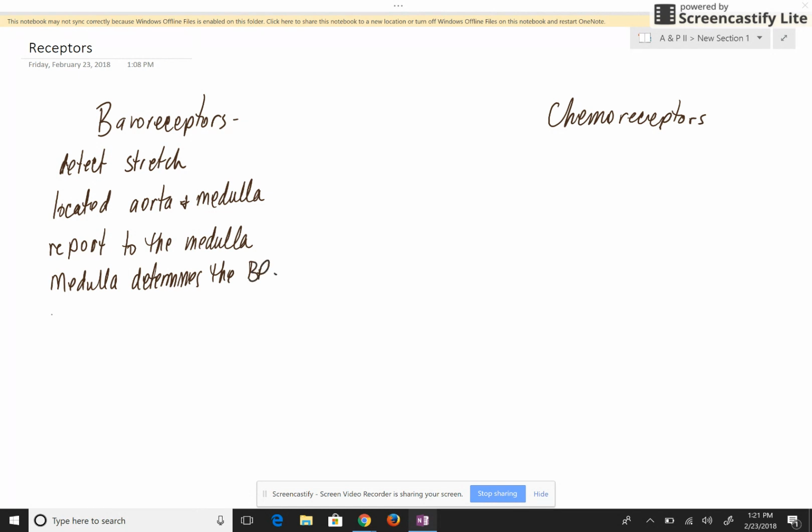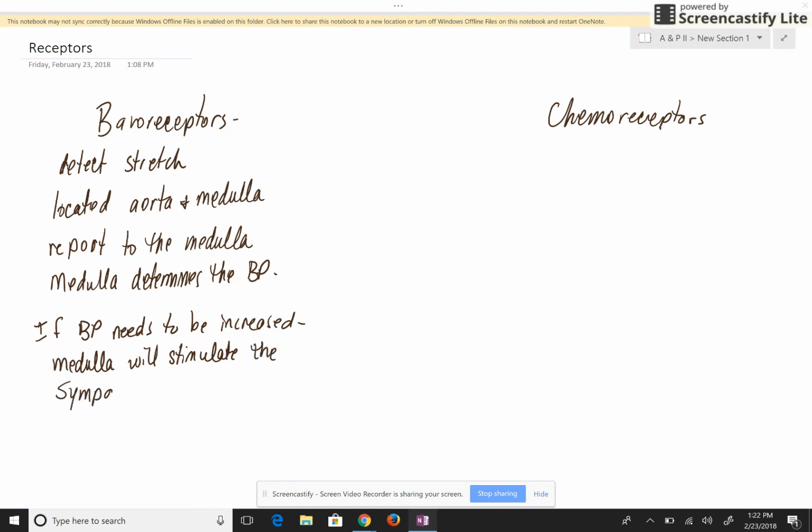The medulla then will say that it needs to either increase the blood pressure or decrease the blood pressure. If blood pressure needs to be increased, then the medulla will stimulate the sympathetic nervous system. This is going to increase the heart rate and increase the force of contraction.